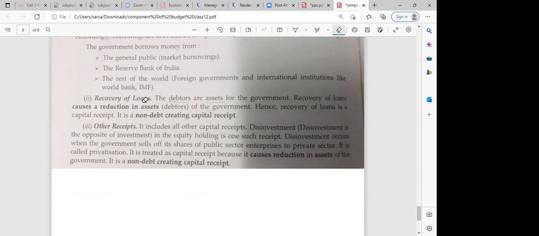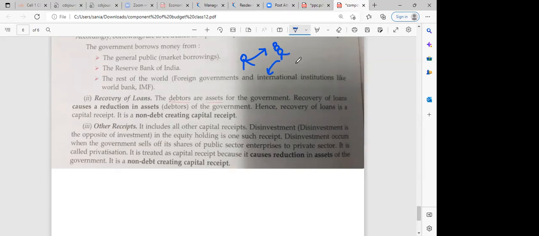For example, you have given a loan; the debtors are assets to the government. Don't get confused, okay? For example, this is you. You have given a loan to someone, this person. For example, he has already paid all the loans. Earlier he was paying you, and he was paying the interest as well. So now he has completely paid all the money.